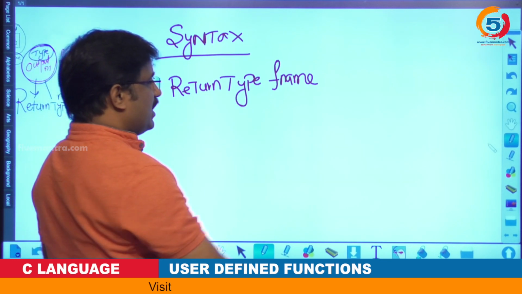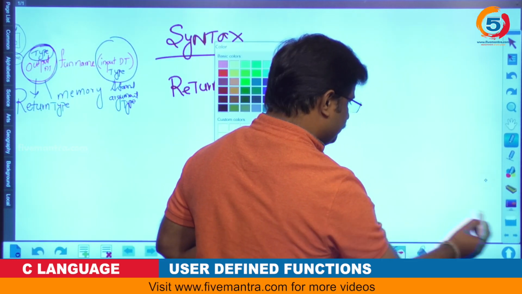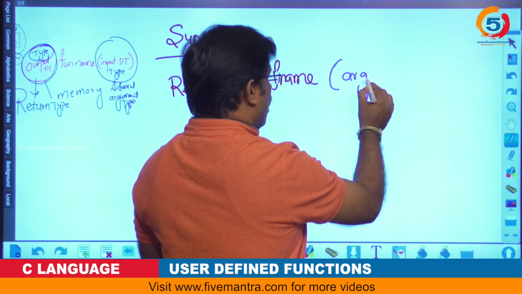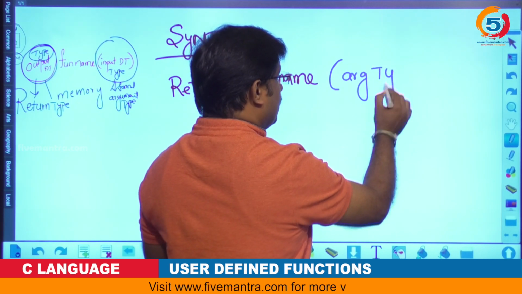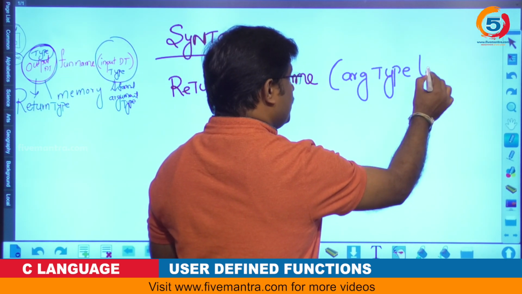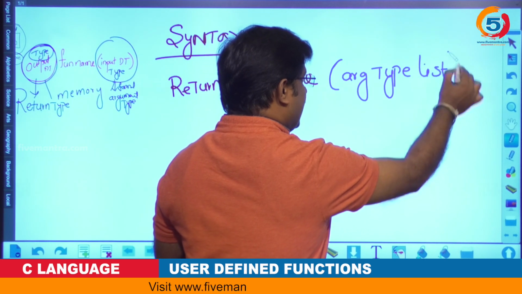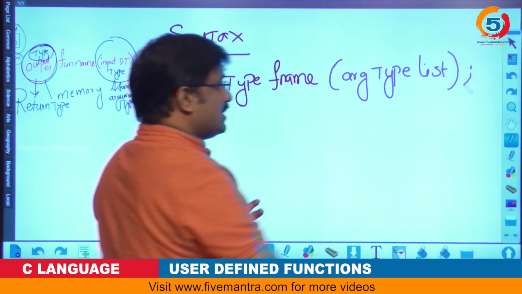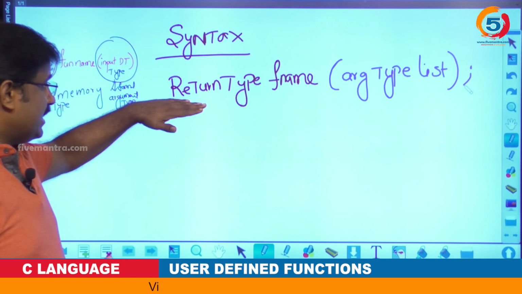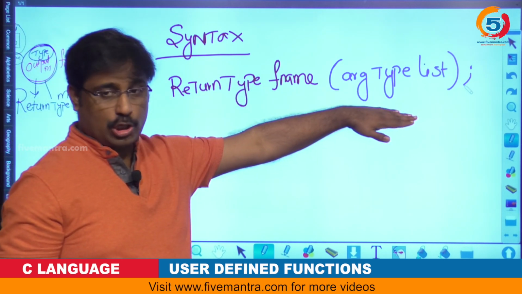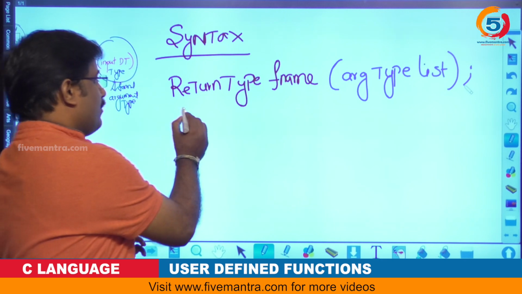Return type, function name. Next, the argument type list you have to provide. Okay, next it must end with the semicolon. So return type, function name and argument list. This is the very important one.